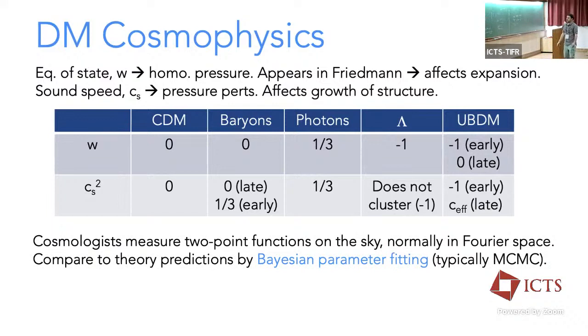What the cosmologists do, we measure 2-point functions on the sky, normally in Fourier space. So a 2-point function of the temperature fluctuations, a 2-point function of the galaxy number counts, a 2-point function of the lensing potential.